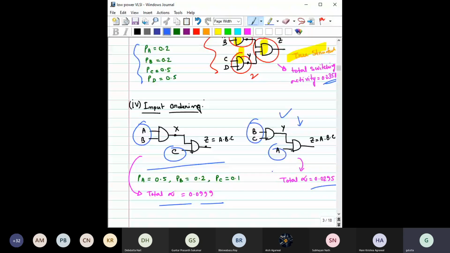Similarly, by changing the input ordering, you can also significantly reduce the value of alpha, or switching activity. You can see here it was A, B, C, and this circuit was implementing A, B, C. Here we have changed it to B, C, and A. Here it is also implementing the same function, but see the value of alpha. There is a change. So by changing the input ordering, you can also significantly reduce the power dissipation.